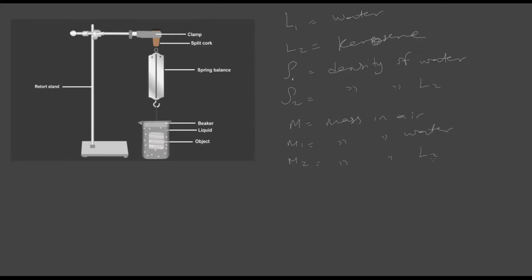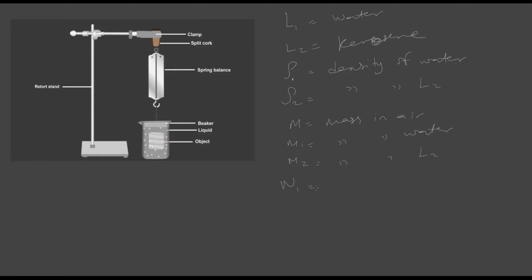Now, let's compute the upthrust when in water. So the upthrust when in water, let's say it is W1. Now, upthrust is equal to the mass of the displaced liquid. So if you dip the mass into the beaker, the displaced liquid is equal to the upthrust. Or you can picture it this way: the volume of that mass is also the volume of the displaced liquid.